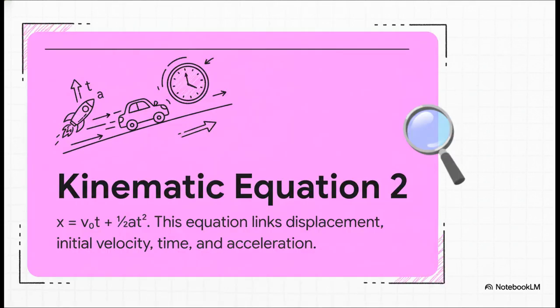Okay, tool number 2. x equals v0t plus half at squared. This one is going to be your best friend when the question is all about finding displacement, and you've got the initial velocity, time, and acceleration, but you have no idea what the final velocity is. If v is the mystery, use this.